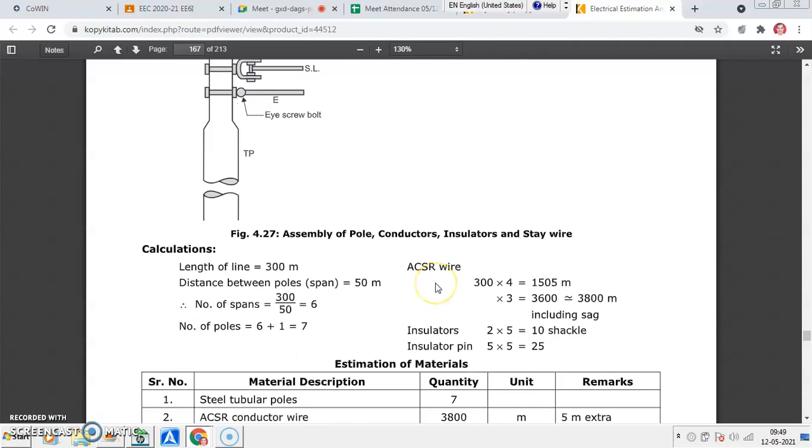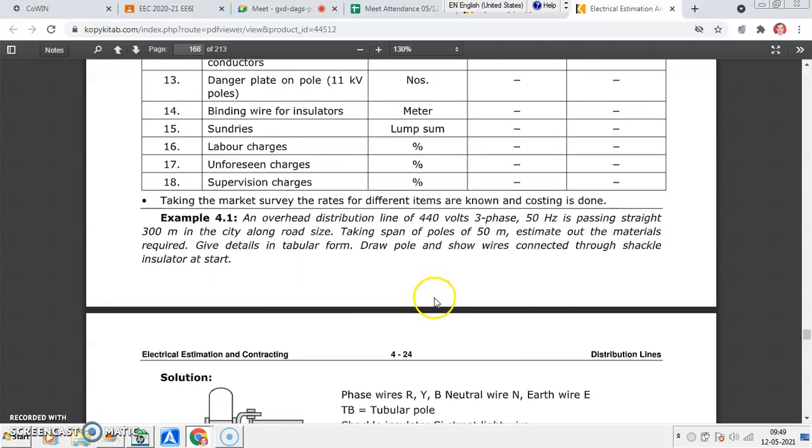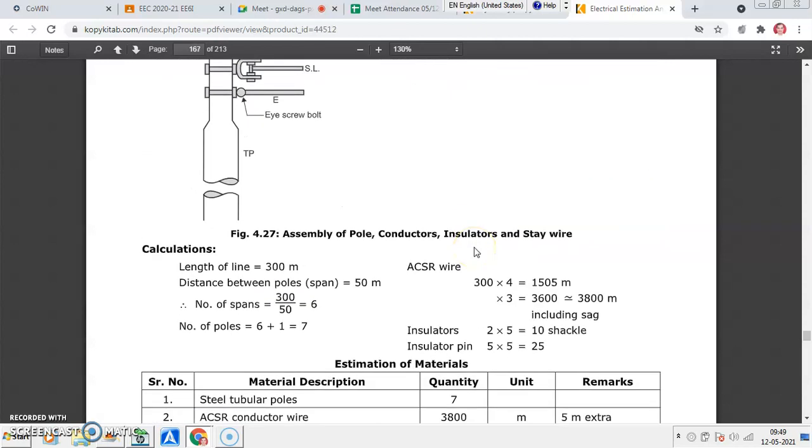Then you can have the length of line, which is given to you. Length of line is 300 meter and span is 50. So calculate the number of poles. The length is 300 meter. Distance between two poles, that is span, is 50 meter. So 300 divided by 50 is 6. So 6 spans are there. Number of poles is equal to number of spans plus 1. So you will need 7 poles, 6 plus 1.